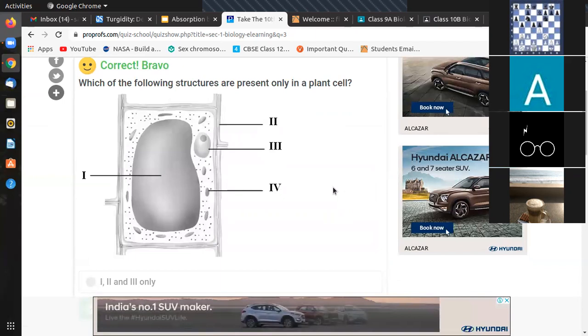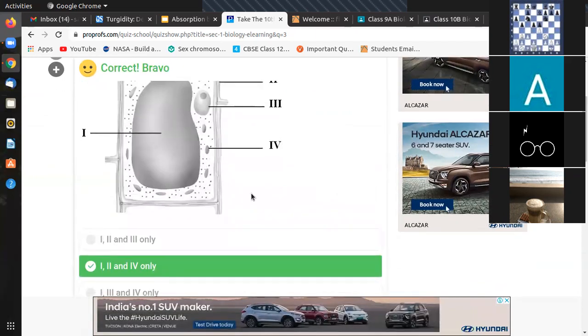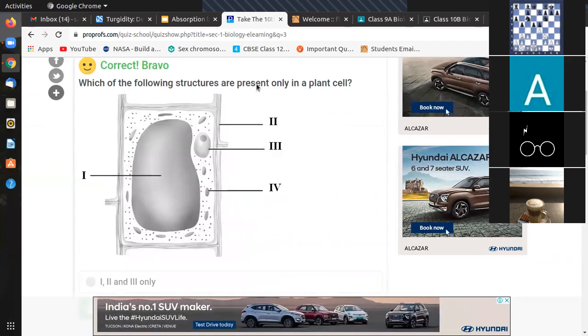No, but here I can explain. The question is which are present only in plant cell. Nucleus is present in animal cell as well. Cell wall is not present. Vacuoles are present, but they are very small. Here they are showing a big vacuole, which is not present in the animal cell. And this, as you mentioned, is actually a chloroplast. It can't be mitochondria, otherwise it would have that zigzag structure. So you try to identify.